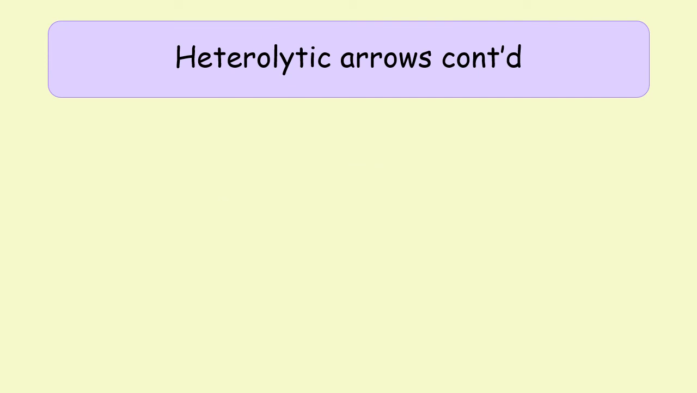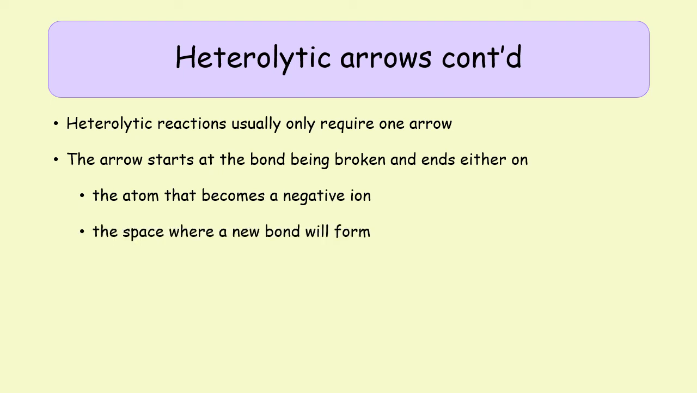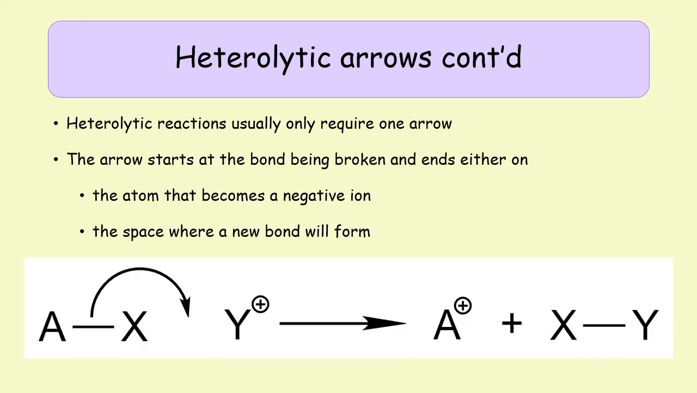Showing the same thing with heterolytic arrows, you only need one arrow. It goes from the bond being broken and either ends on the atom that will become negative or the space where a new bond will form. So you've seen the fission, here's the fusion. So if you're going from A bonded to X and you're doing a substitution reaction, you can draw that arrow going to the space between X and Y. It is also acceptable in this case to show the arrow ending on Y, but it's technically better to do it in the space between the two.